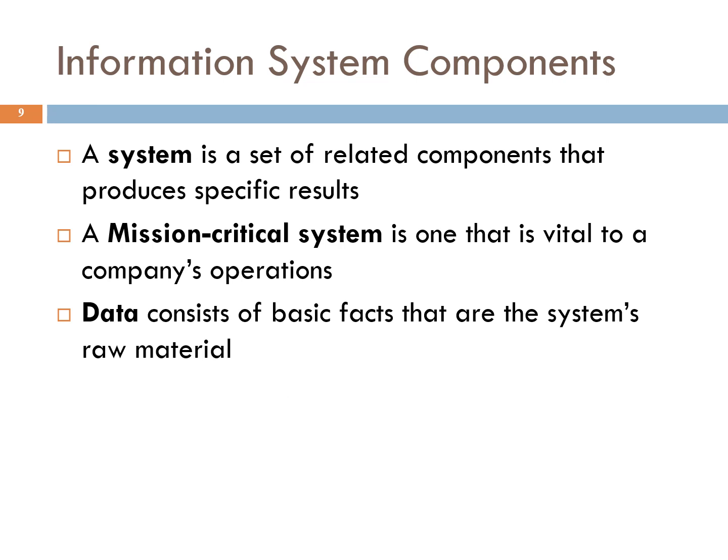A system is a set of related components that produce specific results. So you have a whole system, and it has specific components inside the system. A mission critical system is one that is vital to a company's operation, and data consists of basic facts that are the system's raw material. Here it mentioned data is raw, because if you collect data and you don't process the data, it will not give you any meaning. So data is processed to produce information.